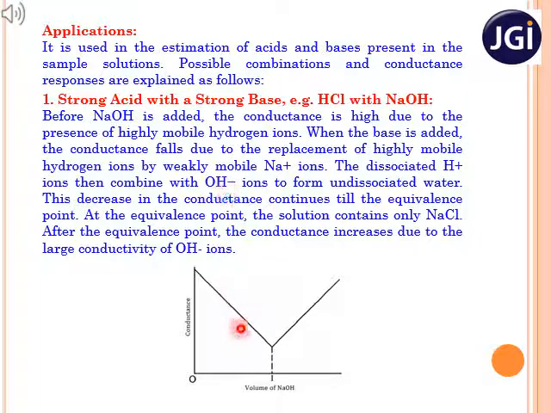The decrease in conductance continues till all H+ ions get neutralized. This point is nothing but the equivalence point or end point of the reaction. After the equivalence point, the increase in conductance is due to highly mobile OH- ions that are provided by sodium hydroxide added from the burette. The intersection of two straight lines in the graph gives the break point. From this point, the amount of HCl can be calculated.